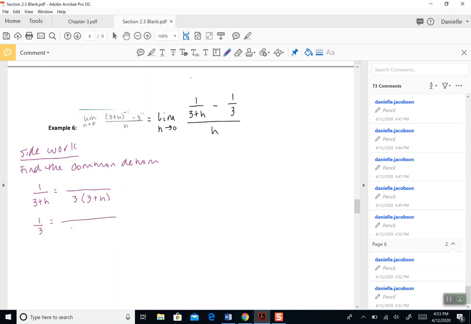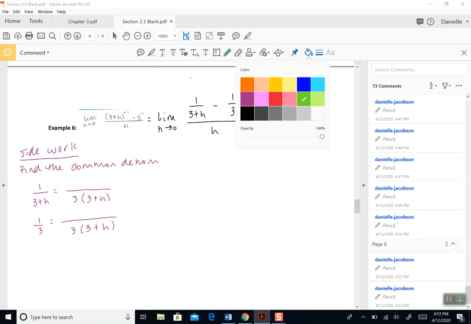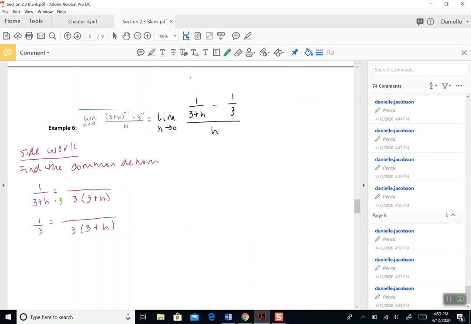Then I've got to get the numerator there, but I know I want my denominator to be 3 times 3 plus h. Looking at this, to get from 3 plus h to 3 times 3 plus h, I'm going to have to multiply by 3. You always have to do the same thing to the top as you do the bottom. That's what allows you to hold equivalence. Notice that 3 over 3 is 1, so it's just like multiplying this fraction by 1. You're essentially just making it look different so you can work with it. So this numerator is 3.